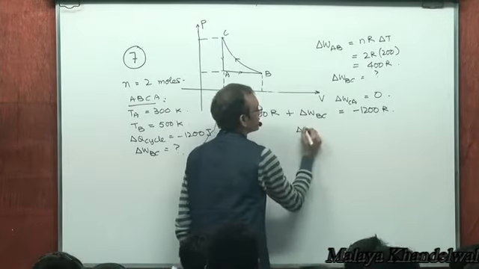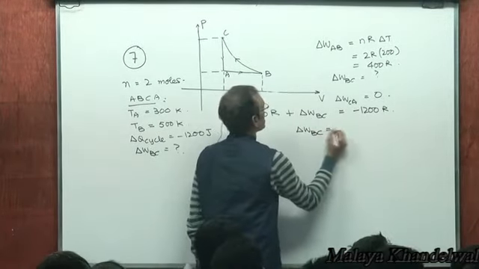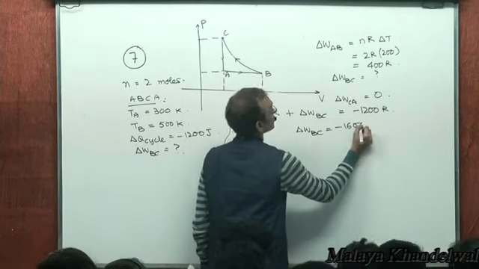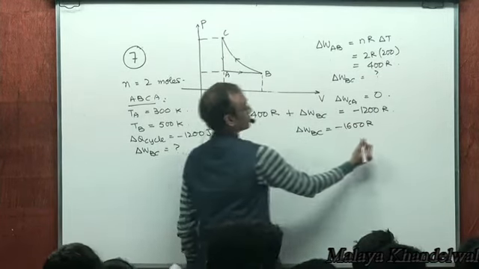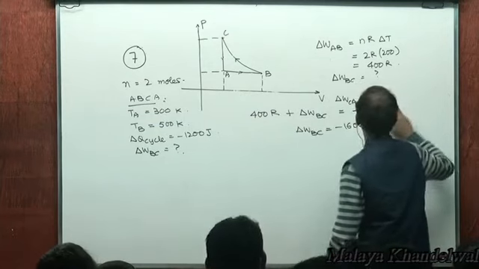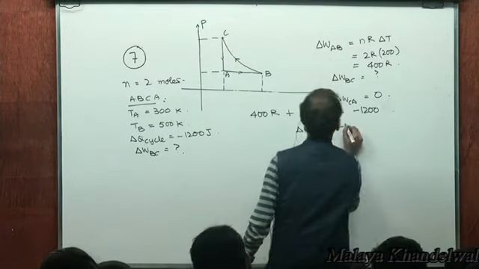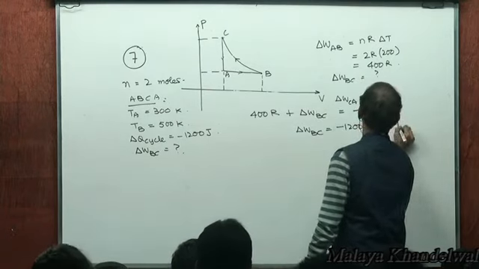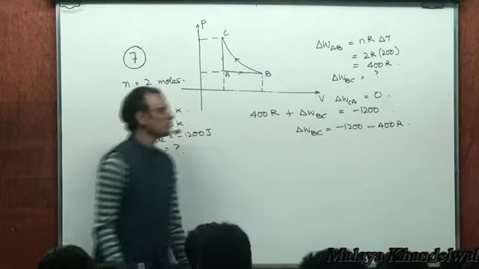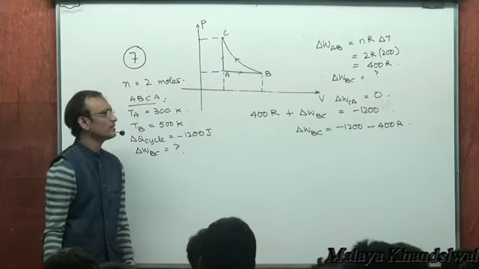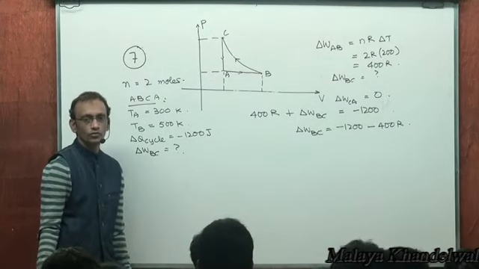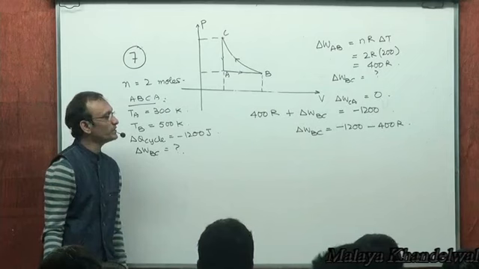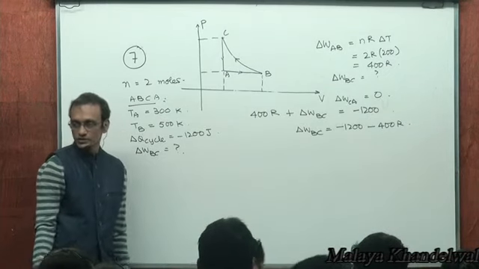Right? So work done in BC is minus 1200 joules minus 400 R. Sorry about that. 400 R is about 3200, so around minus 4400. Around 4400, 4500 would be the work done in joules. Right?